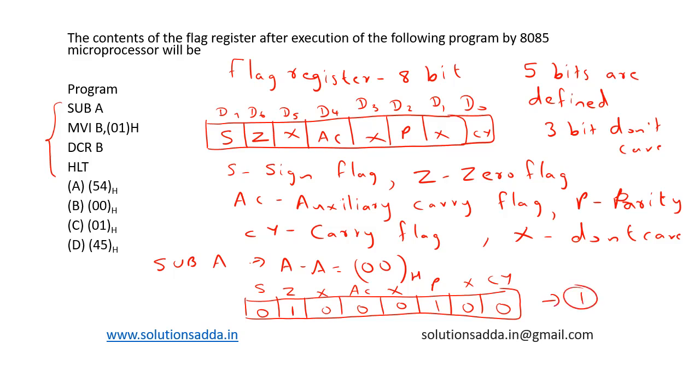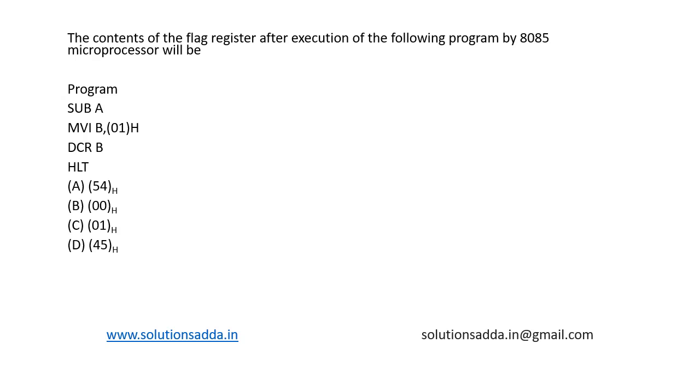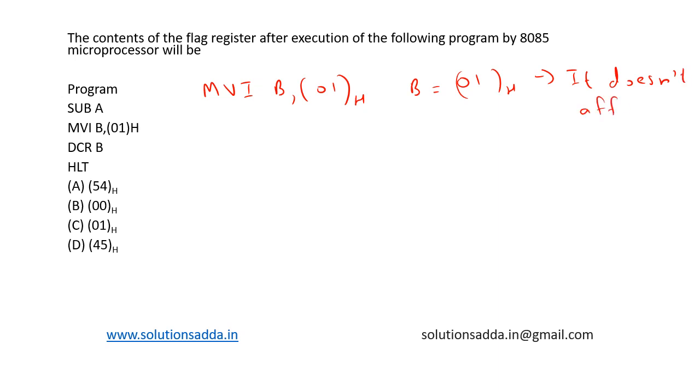Now let's see what happens in the second operation. The second instruction is move immediate B, 01H. So what happens is to B we are moving 01 in hexadecimal. Move instruction does not affect the flags. The next instruction is decrement B, DCR B. So what happens here is B minus 1, which is equal to 00 in hexadecimal form.